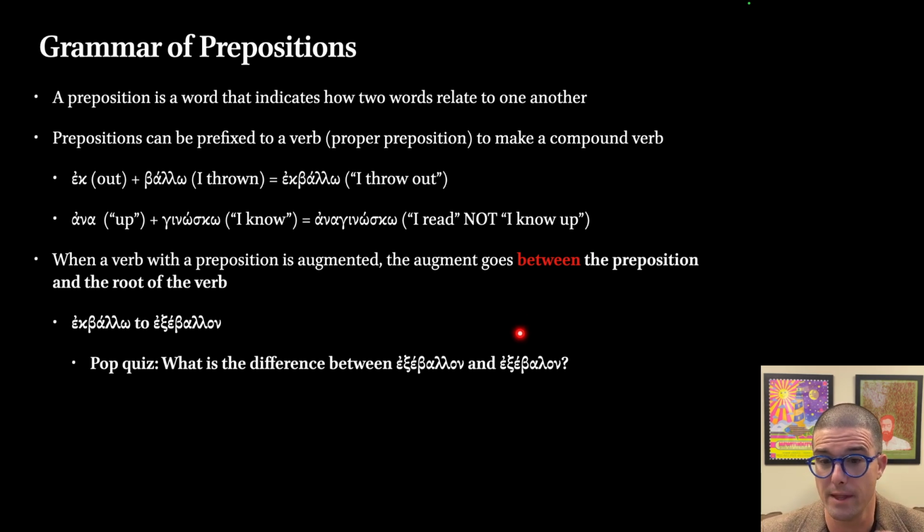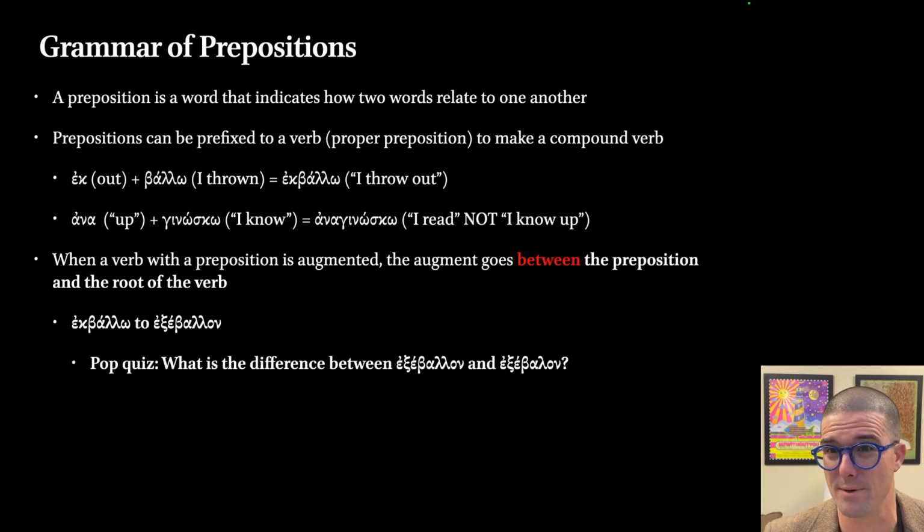So the one that changes its form, which is a strong verb to indicate the past tense, this one is going to be second aorist, whereas this one is going to be imperfect because it's built on that present tense stem. Both of them get the augment stuck between the preposition and the stem to indicate the past tense, but they are different kinds of past tense.